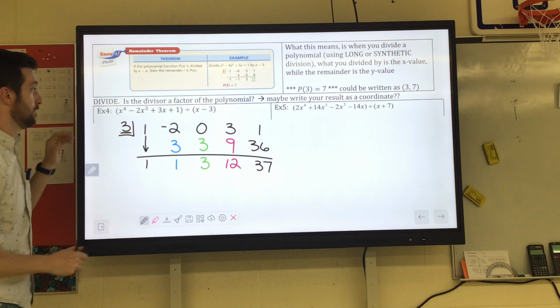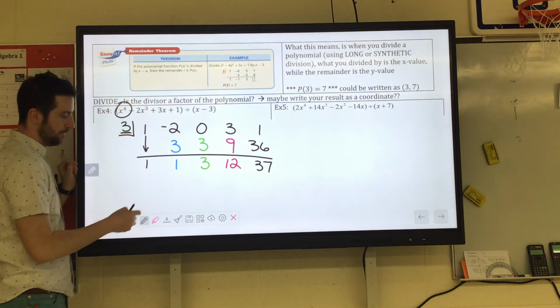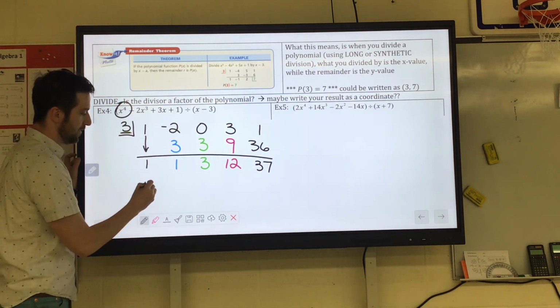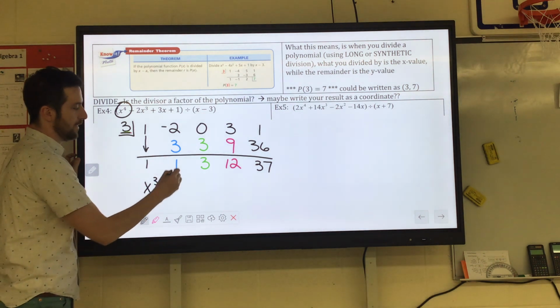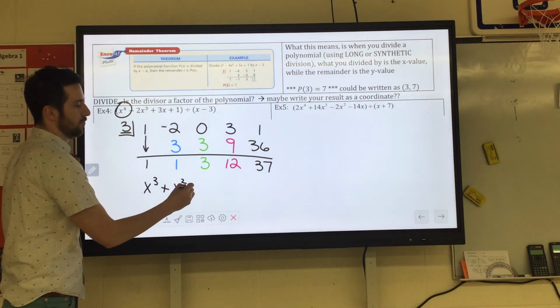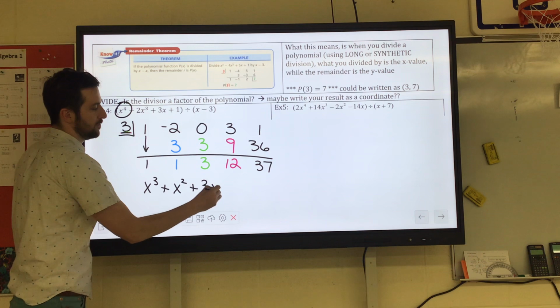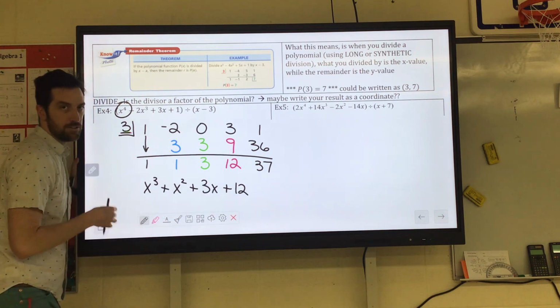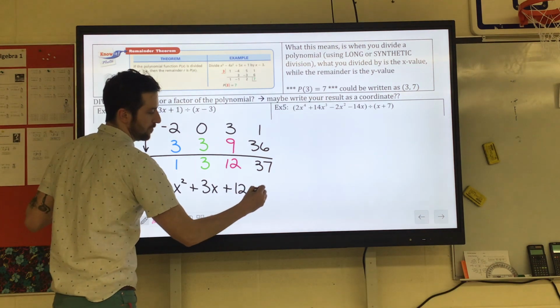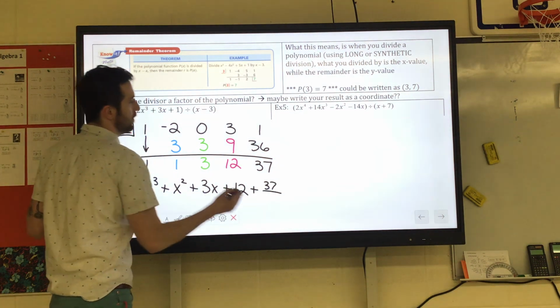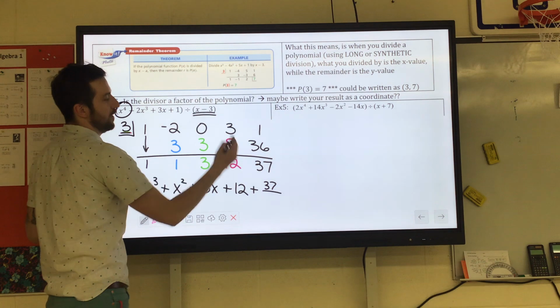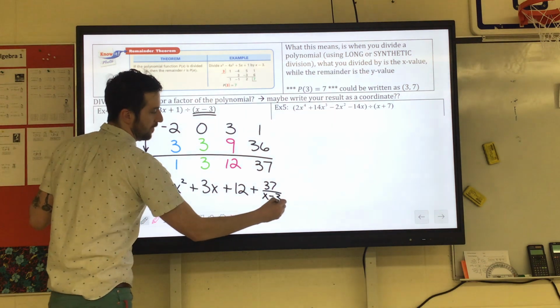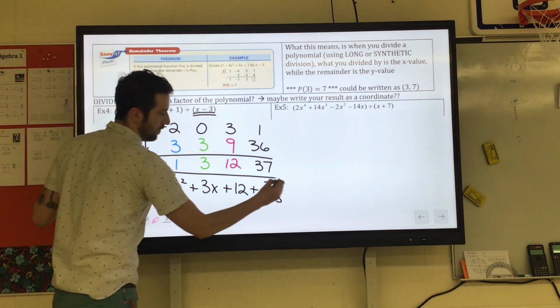So we started off with x to the fourth. So for our final answer, this will be 1x to the third plus 1x to the second plus 3x to the first plus 12. And then that last number, that 37, is our remainder. So we could just say plus 37 over what we were dividing by. We were dividing by x minus 3. That would be our final answer.